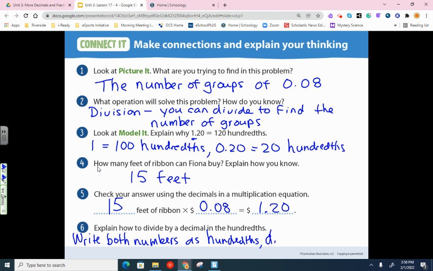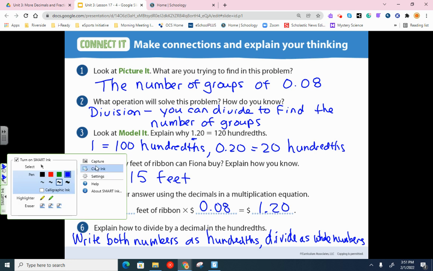And then you would divide as whole numbers. Sorry about my writing. They don't give me as much space as you have in your book there. Okay. Go ahead and cross off 7, and you can turn the page.